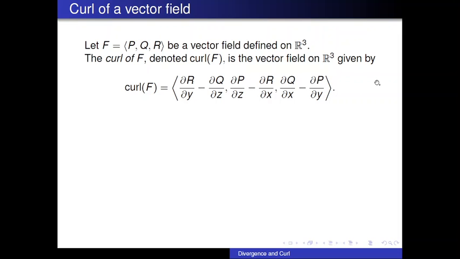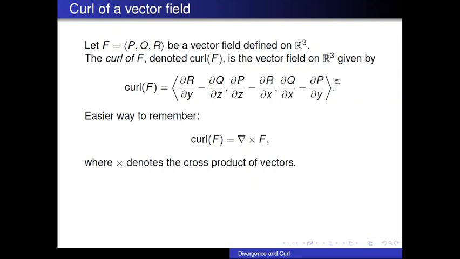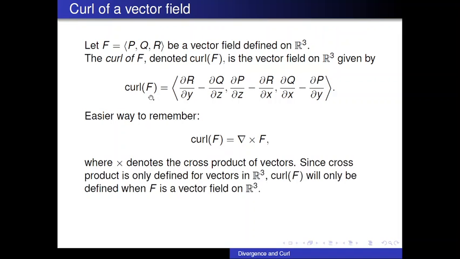Okay, so this might be kind of hard to commit to memory, so there might be an easier way to think of writing it. If we take that gradient vector operator, we can write curl of F as the cross product of that gradient vector operator with our vector field F. And since cross product only makes sense for vectors in three-dimensional space, curl of F is only going to make sense when we have a vector field on three-dimensional space.